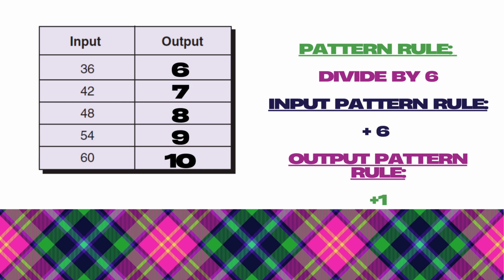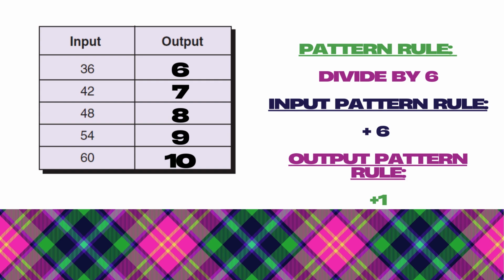All right, here we go. I hope you are having success with these. So here in the answers, you can see that we started with an input of 36, and my pattern rule was to divide by 6. So the output was 6. 36 divided by 6 is 6. And the rest of the outputs, you can see, increase by 1 each time, which is the output pattern rule. It's to start at the number 6 and increase by 1 each time.